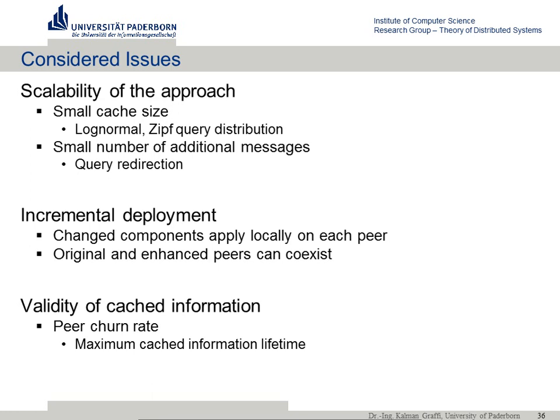So if you have only 10% of the nodes having this cache, that also helps to improve the overall performance of the network. So the original and enhanced peers can coexist, and that's a benefit, because sometimes you already have a network with 1,000 or 10,000 nodes and you would like to improve it with caching. Then you cannot ask them all to change their software, but you can ask the new nodes to use caching, and that helps already.